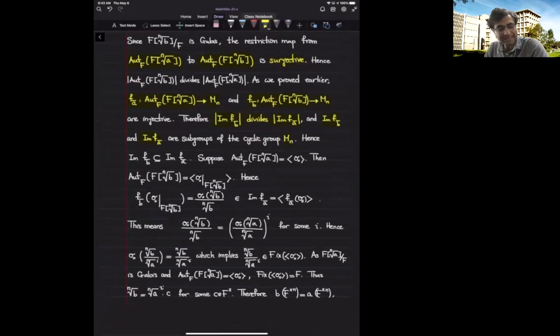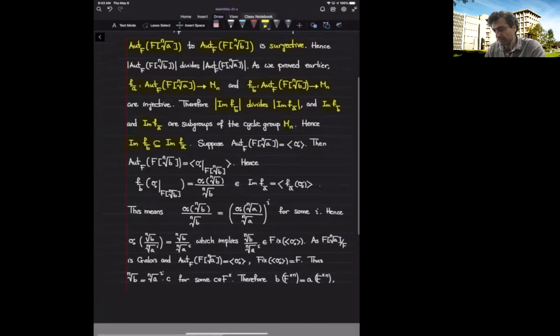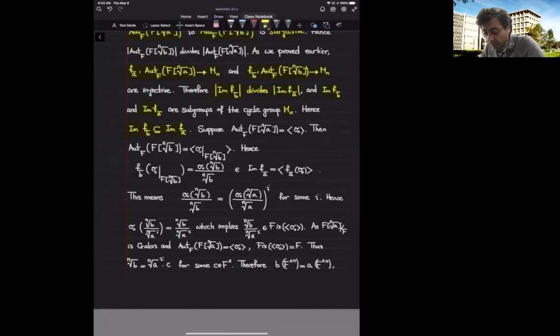So knowing that the cardinality of the image of f sub b bar divides the cardinality of the image of f sub a bar, we can deduce that the image of f sub b bar is a subgroup of the image of f sub a bar. You see the crucial way that we have been using the Kummer pairing in this argument. Now, what is the image of f sub b bar and what is the image of f sub a bar?